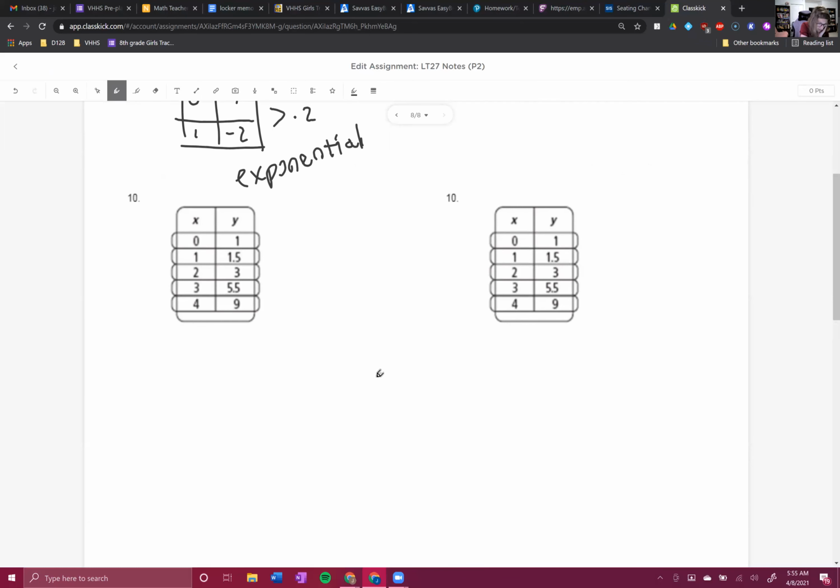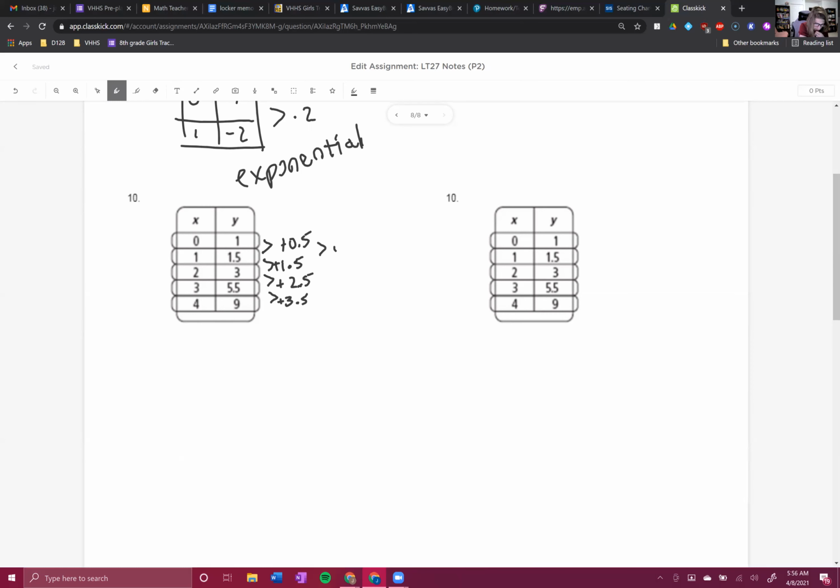And then our last table for the day. All the x's are all the same, so I'm not going to write anything. 1.5 is 0.5 bigger than 1. 3 is 1.5 bigger than 1.5. 5.5 is 2.5 bigger than 3. And 9 is 3.5 bigger than 5.5. Not linear because those aren't the same.